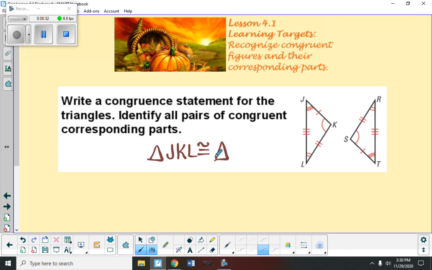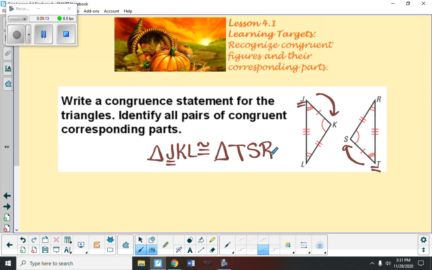So when we name the next one, we just have to make sure that we have corresponding angles in the same location. Angle J is this one right here, and that has 3 little marks. So in the other triangle, that corresponds to angle T because that has 3 little marks. Then we go to K, which has 1 mark, so we're going to go to S. And lastly, L is going to correspond to R. So triangle JKL is congruent to triangle TSR. You just have to make sure, again, that the corresponding equal angles are in the same order, okay?